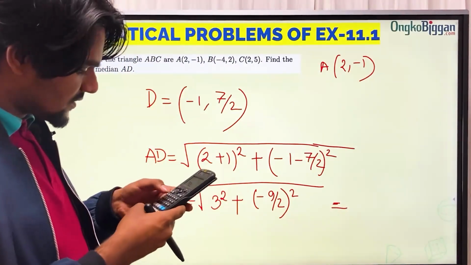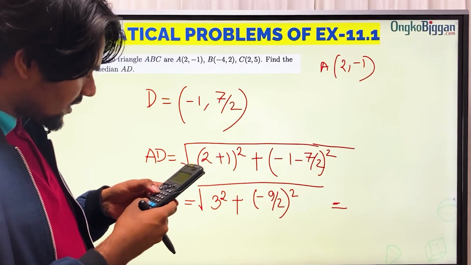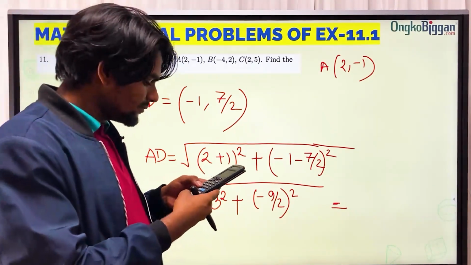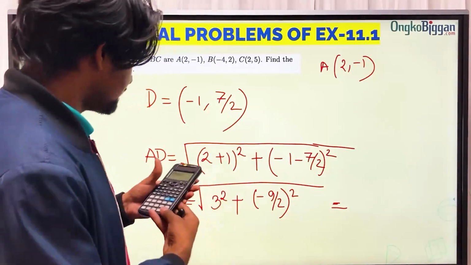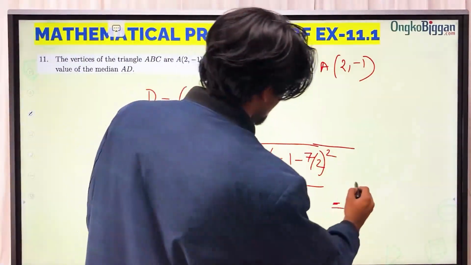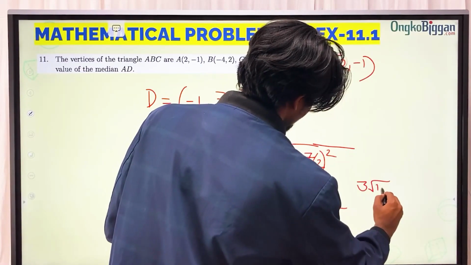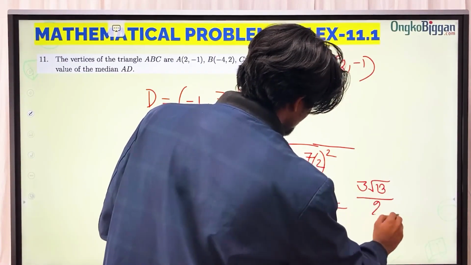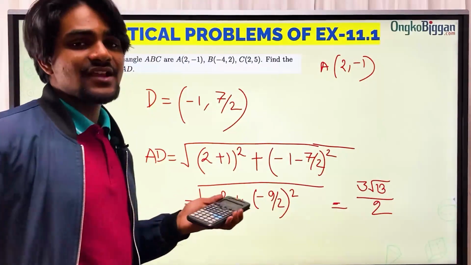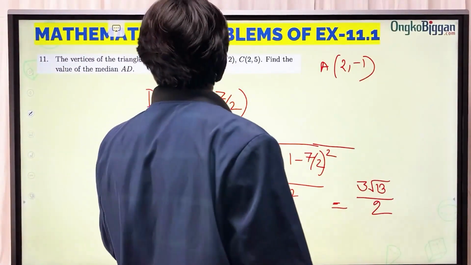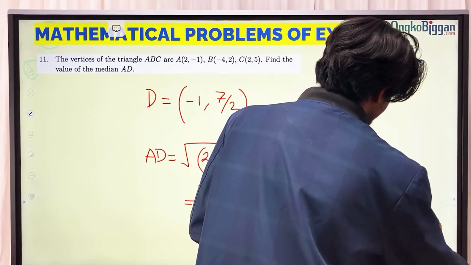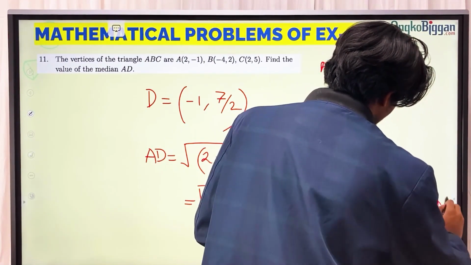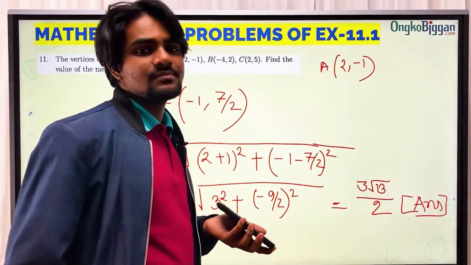So it will be 3 square plus the answer square, that is minus 9 by 2 whole square. And we got 3 root 13 divided by 2. So this is the actual value of the median AD. And since we got the value and solved the problem, we can directly answer. So this is how this math is done.